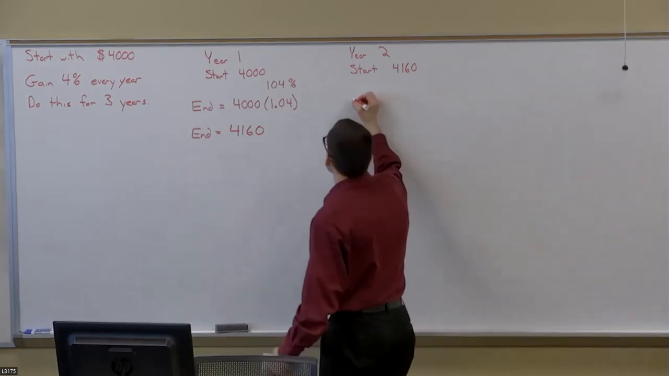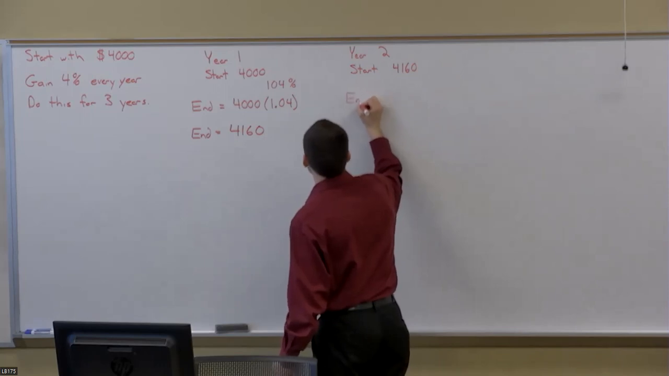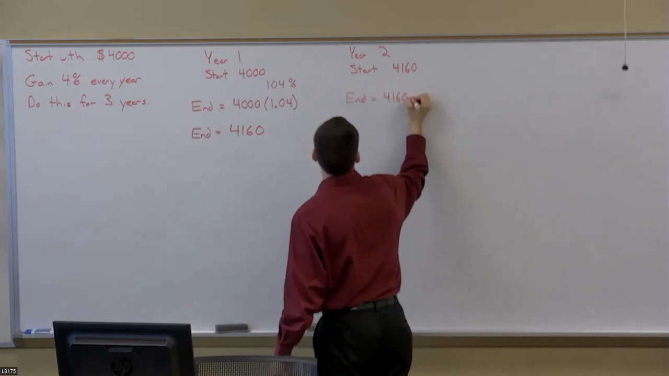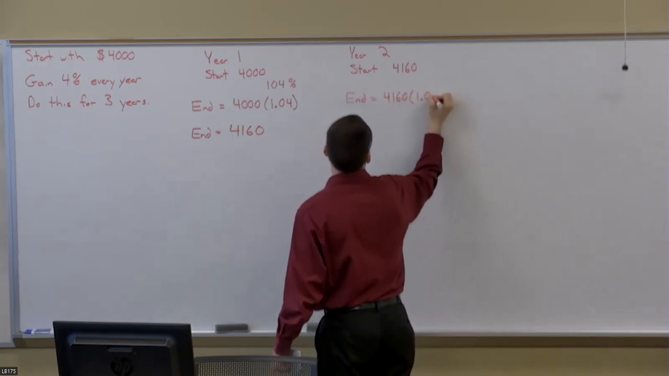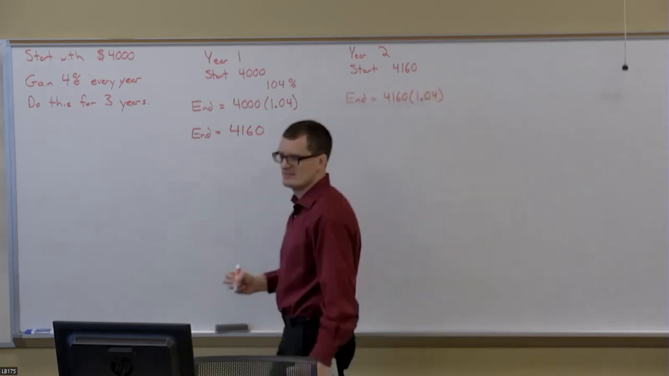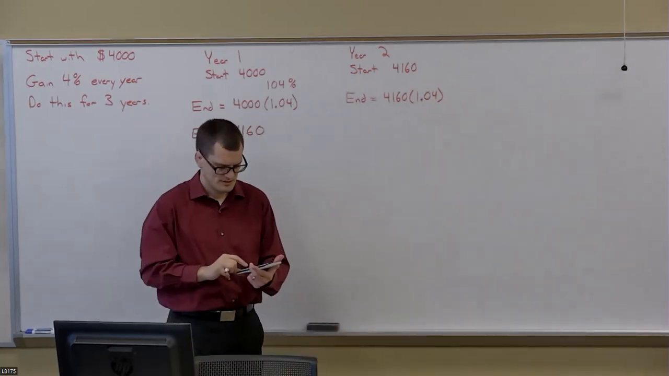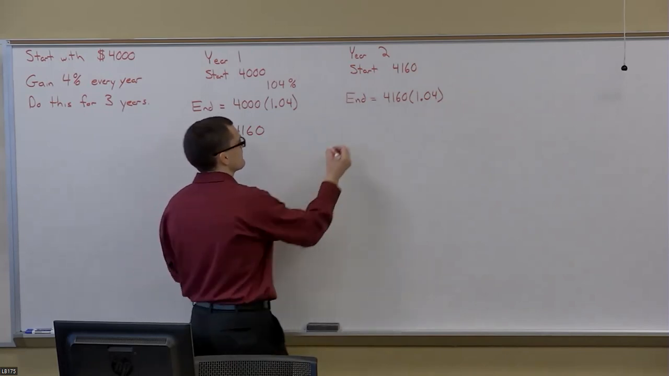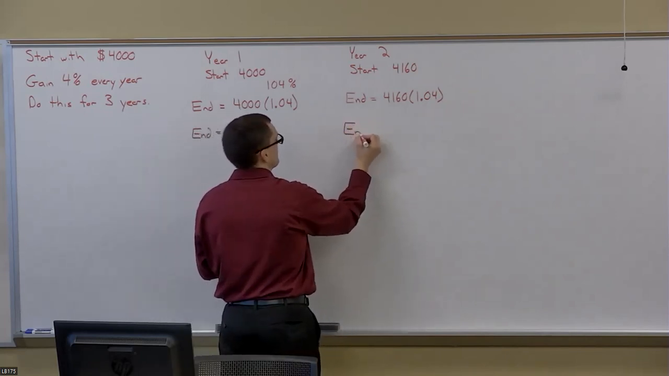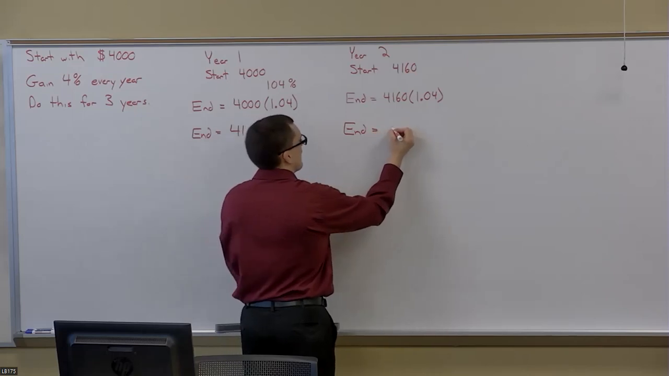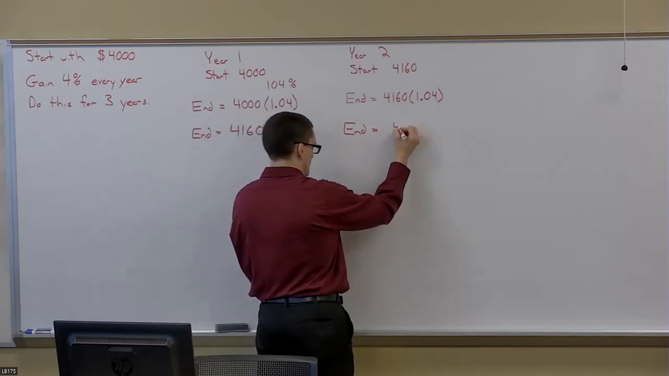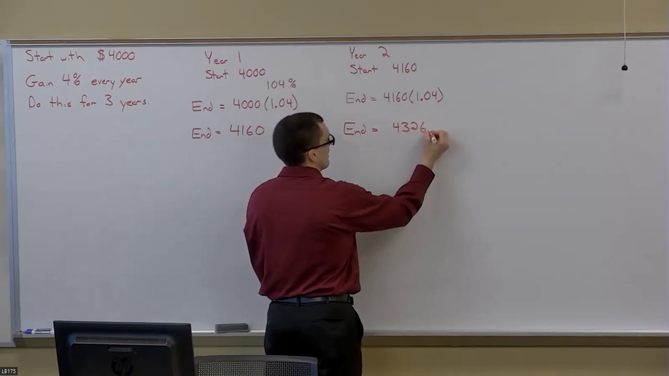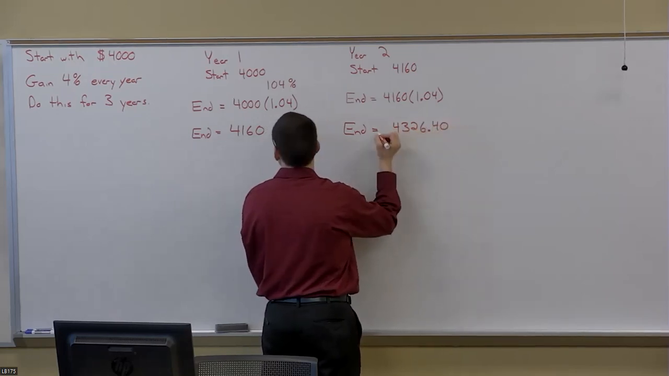And so I'm going to accrue interest on the entire 4,160, which is just multiplying by 1.04 again. So at the end of year 2, I get $4,326.40.